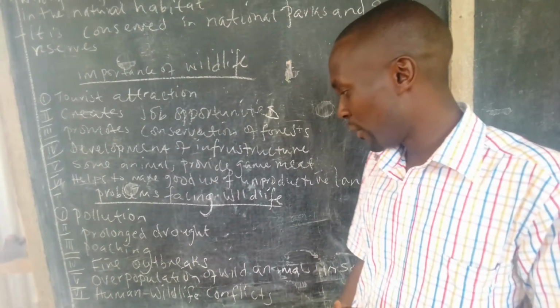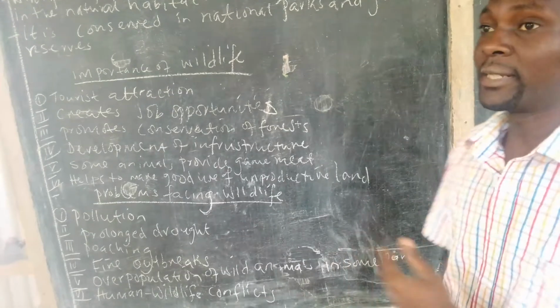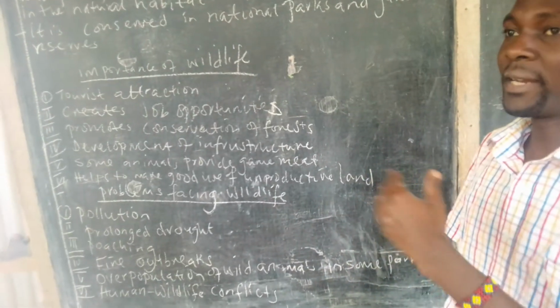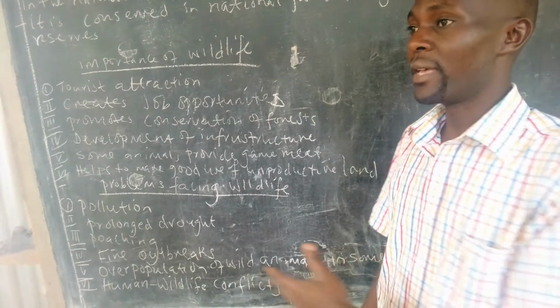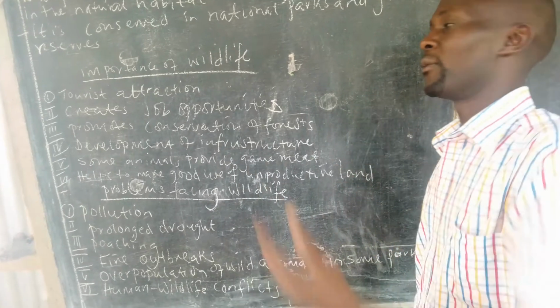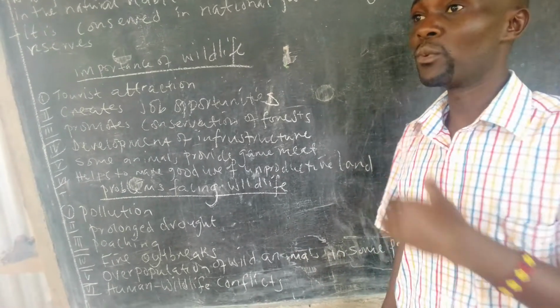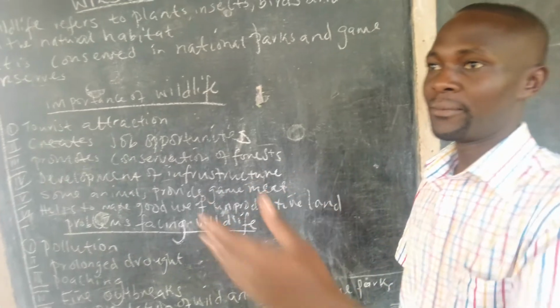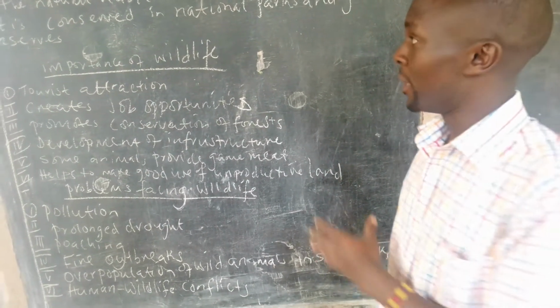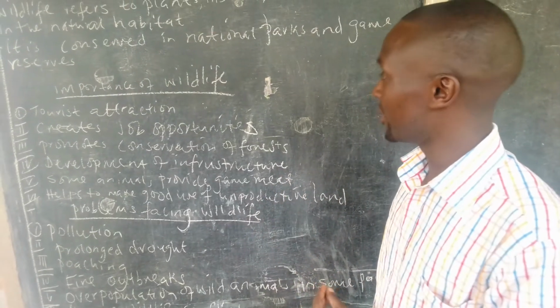And lastly, we have human and wildlife conflicts. There are people living within or around the game parks and game reserves. Sometimes there is conflict between these animals and the people, especially when the animals move out of the parks or reserves to feed in the farms of the people living around that area. So those are the problems.